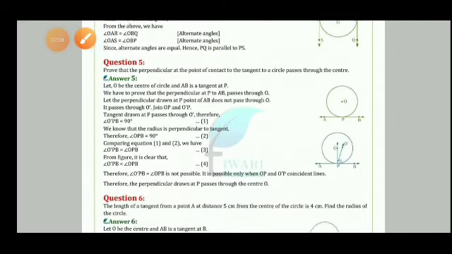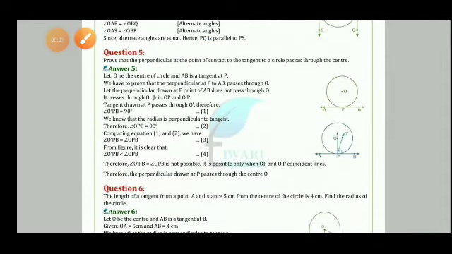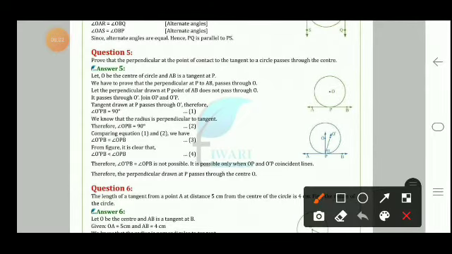Then moving towards question number 5, what is given here? Prove that the perpendicular at the point of contact to the tangent to the circle passes through the center. Now we have to prove that the perpendicular at the point of contact to the tangent passes through the center. So let O be the center and AB be the tangent at P. Now we have to prove that the perpendicular at P to AB passes through O.